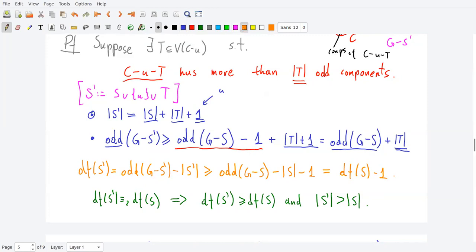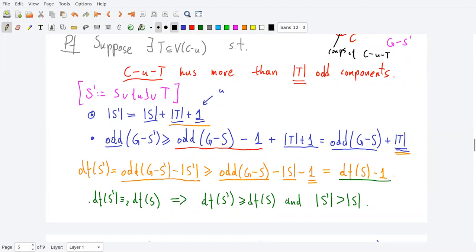So what is the deficit of S prime compared to the deficit of S? By definition, this is the difference between the number of odd components and the size of S prime. By these inequalities, you see that we added at least T to the number of odd components, and to the size of S prime we added T plus one. So if you subtract T, you get the number of odd components of G minus S minus the size of S, but also this trailing minus one, which resolves to the deficit of S minus one. That's not exactly perfect, because the deficit of S prime may have dropped by one. In the previous observation, we argued that it needs to be at least as large while S prime is strictly larger than S, which is a contradiction, but now the deficit might have dropped by one.